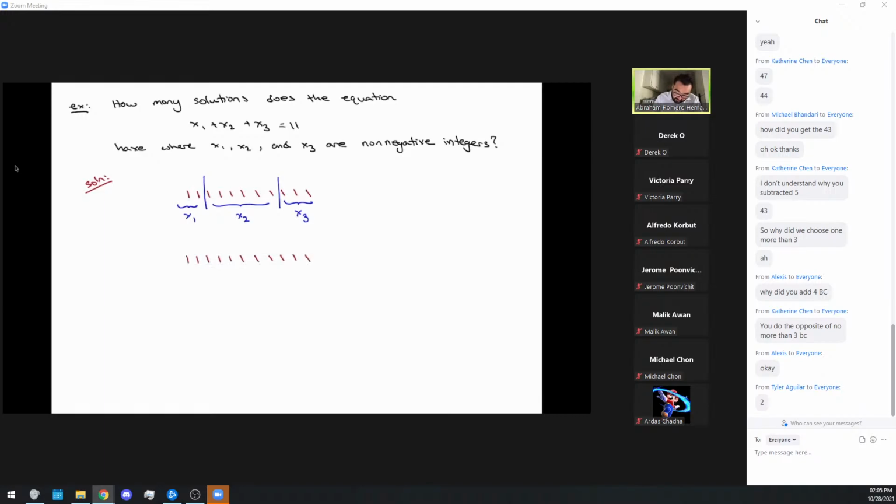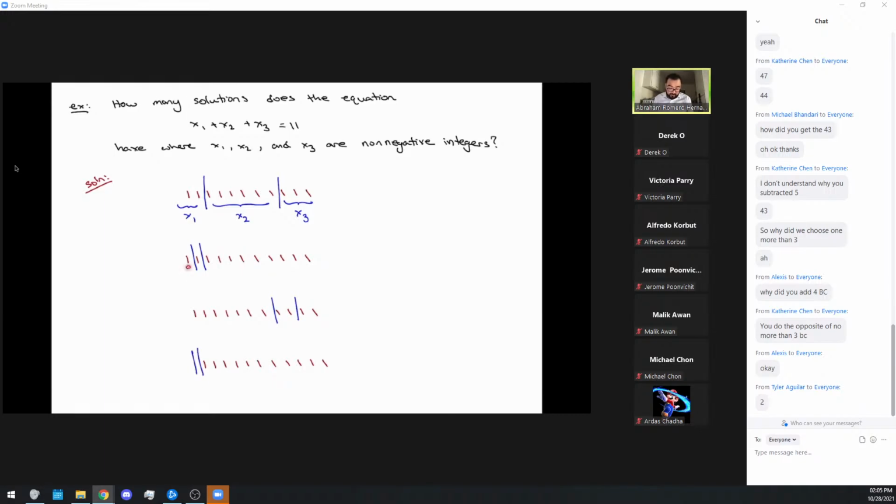I could have put the dividers here, right? Or I could have put the dividers here. Or I could have put the dividers here, right?